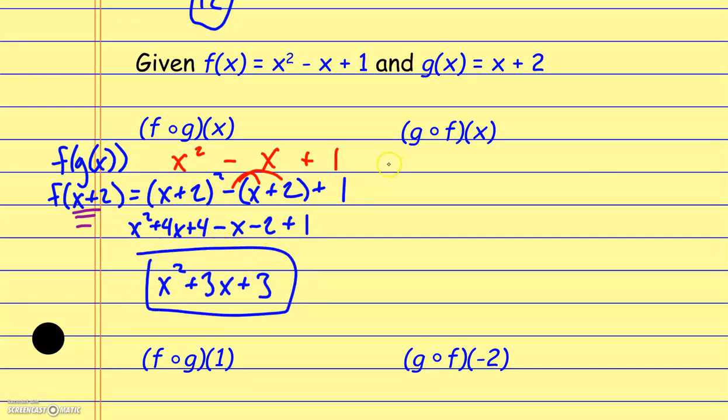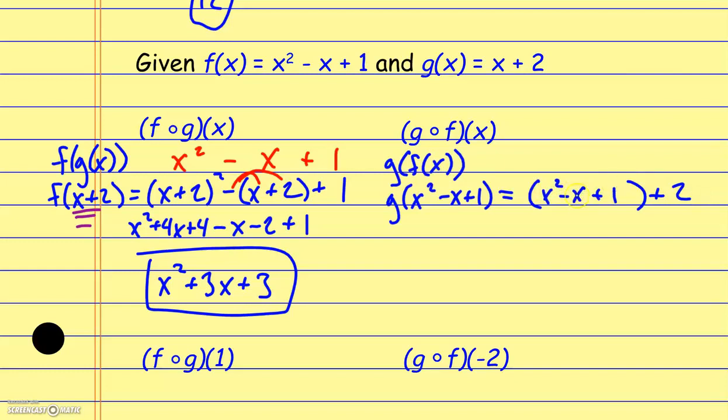I do the same thing going the other way. This is like g of f of x. Again, if I plug an x into the f function, it gives me an x squared minus x plus 1. But now I'm going to take that and plug it into the g function. So instead of x plus 2, I have x squared minus x plus 1 plus 2. Okay, whatever's in those parentheses, that's what I plug in for x. And then I combine like terms, x squared minus x plus 3.